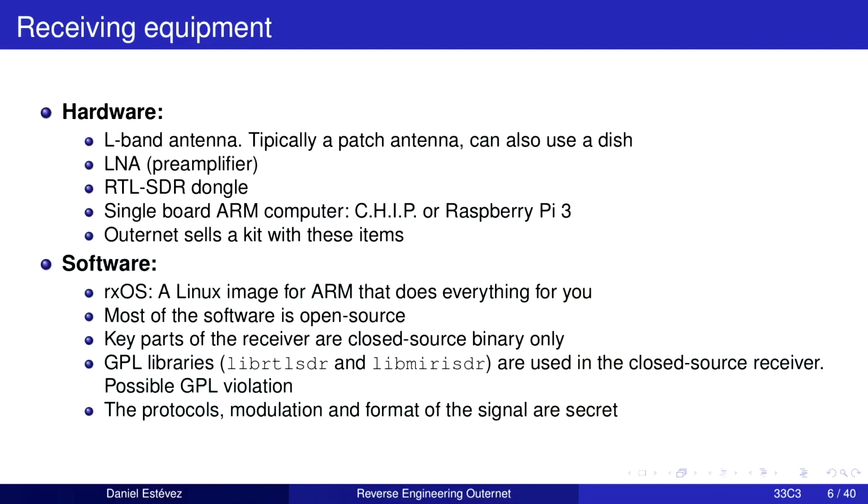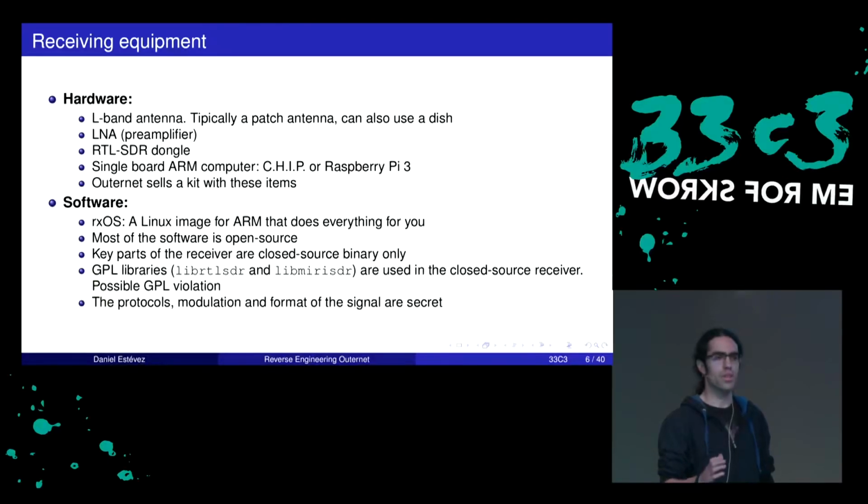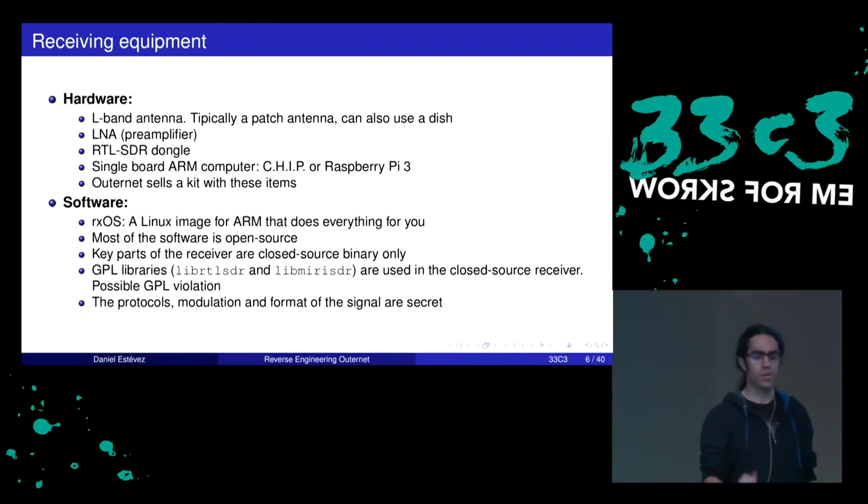For the software, there is this RxOS. It's really a Linux image. You put it on your flash card on your ARM computer, and then it does all the decoding. And as I said, you can log in via Wi-Fi hotspot and get your files and whatever. So most of the software in RxOS is open source. The only problem is that the key parts of the receiver, the most important parts that you need to get the files, are closed source and distributed only as a binary.